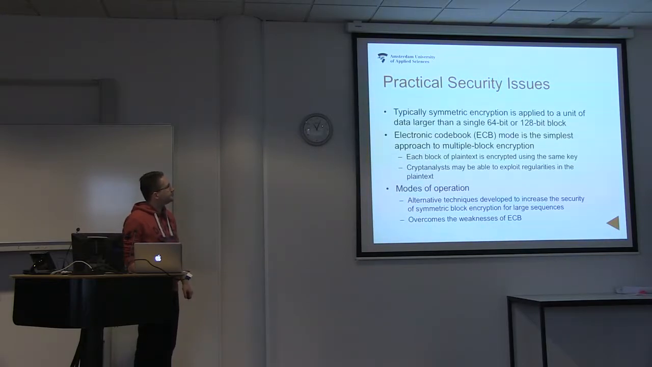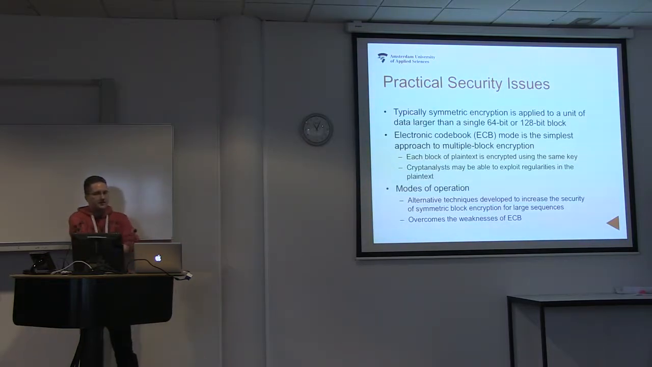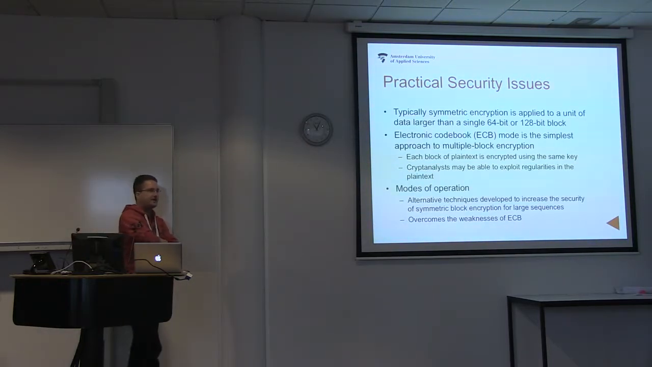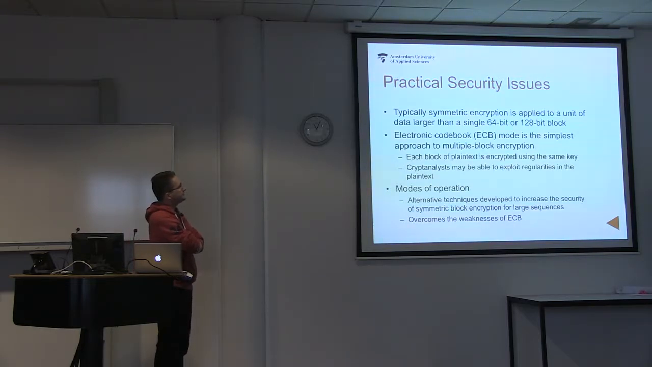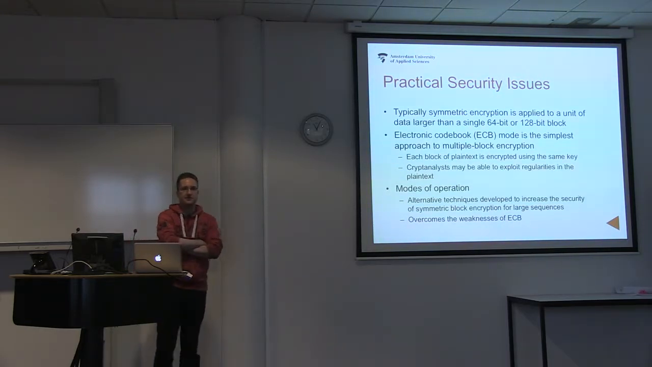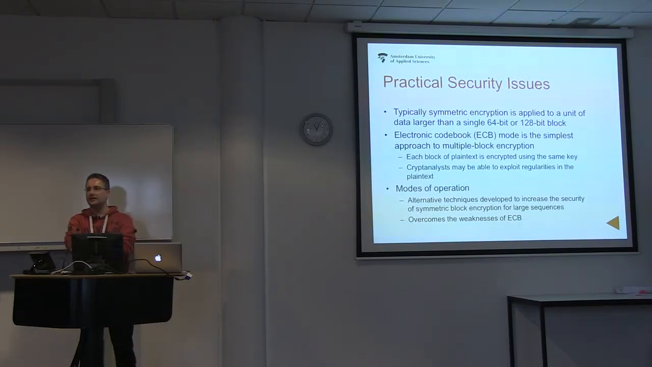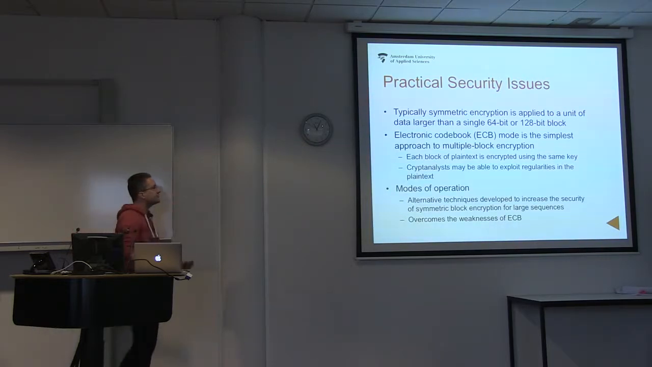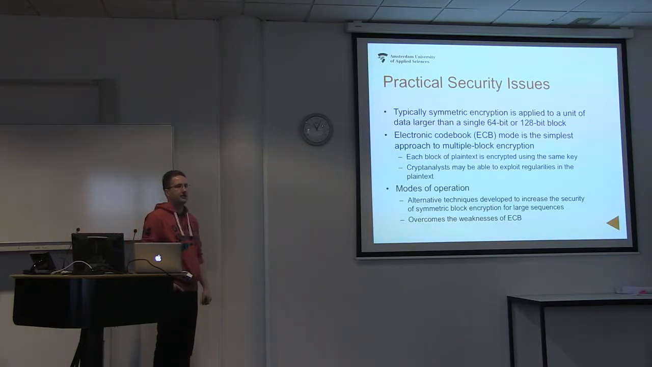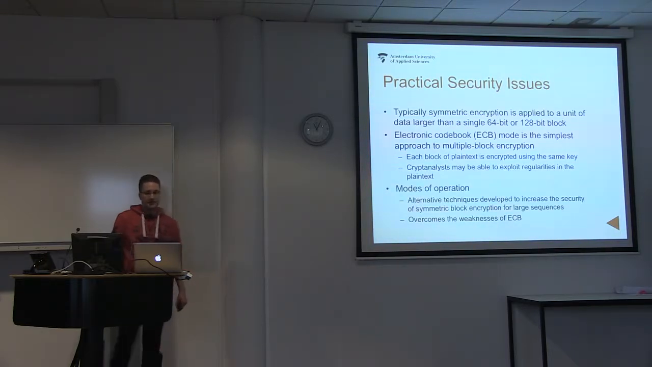Okay, so what symmetric encryption is about is you take data, you chop it into blocks, and you encrypt each of these blocks. And of course, it is not that frequent that you only have data that is 64 or 128 bit blocks in size. So you need to encrypt a whole stream of data, or a lot of these blocks. And the simplest approach of doing this, these multiple blocks, is using ECB, electronic code books.